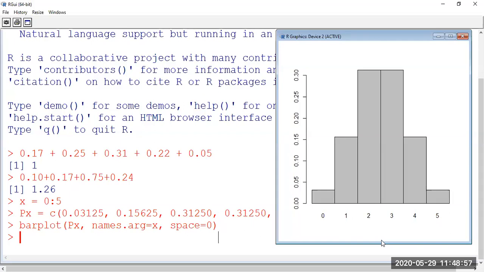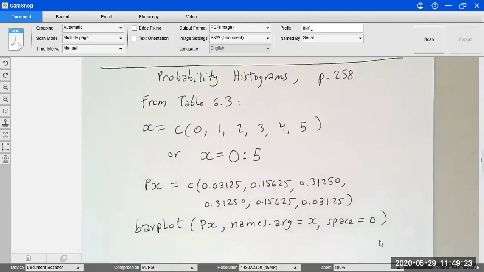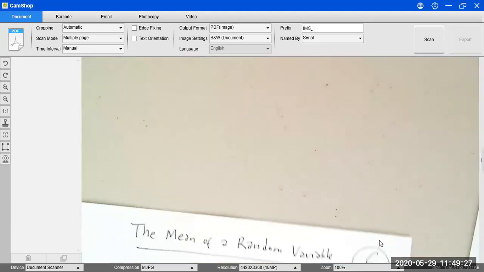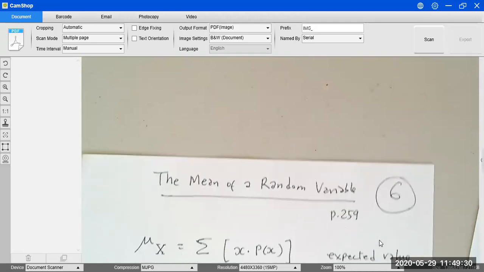Now we're going to get the numerical summary. If you remember, we have measures of center and measures of spread. Those are the numerical values that we're going to compute to get the numerical summary for any probability distribution. So let's go back to our notes, and now I'm going to start talking about the mean of a random variable.